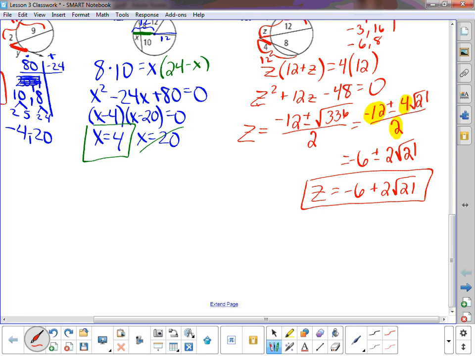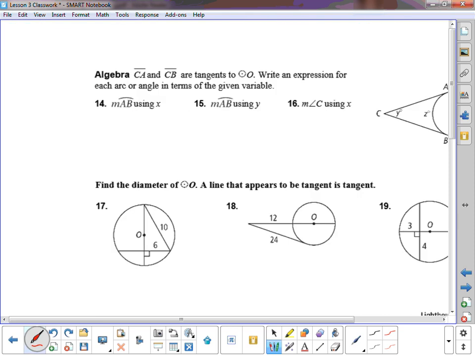Alright, now flip your paper over. And let's take a look at numbers 17, 18, and 19. Reading the directions, what are we looking for here? The diameter. Oh, 17, 18. So we're looking for the diameter here. Let's take a look at 17.